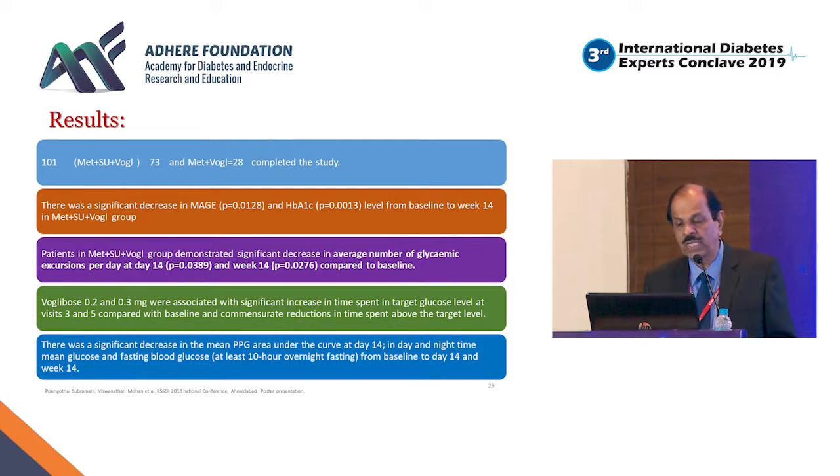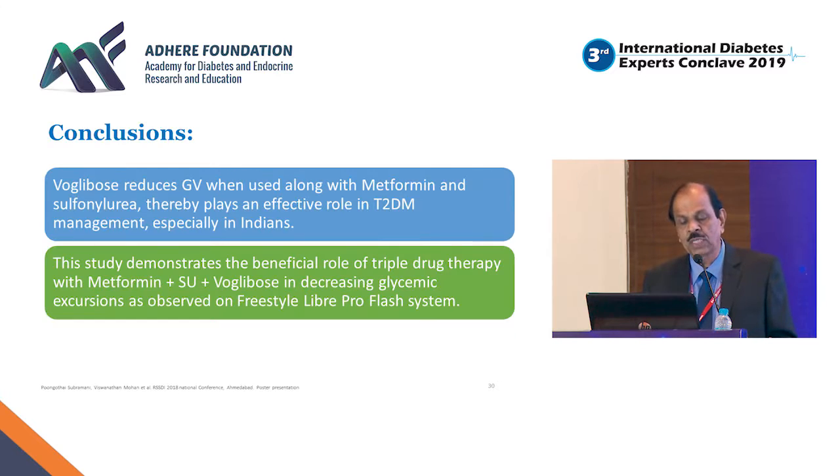There was a significant decrease in the MAGE in the triple drug therapy. The patients on triple drug therapy experienced less glycemic excursion, and there was a significant decrease in the mean PPG area under the curve at day 14 and at night, and the mean fasting glucose was also reduced significantly. To conclude, this triple drug combination reduces glycemic variability, and there was no risk of hypoglycemia in these patients. These glycemic excursions were observed on the Freestyle Libre Pro Flash system.